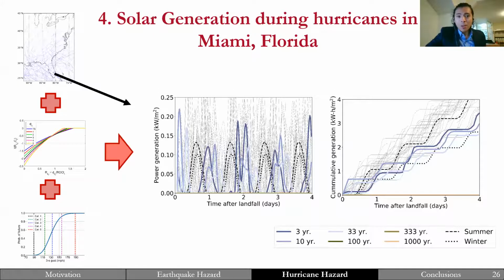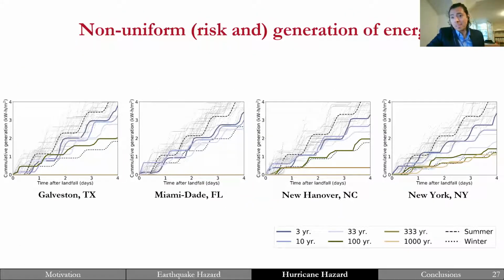So then we did the analysis. Also, we repeated the same analysis for other different sites, and this is Galveston in Texas, which is southern part of the U.S., Miami in Florida, which is on the east southern part of the U.S., also Hanover, which is a little bit more central, and New York, which is a bit more northern. And you can see some of the spatial differences there.